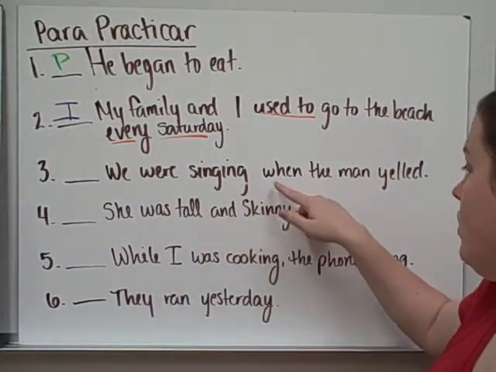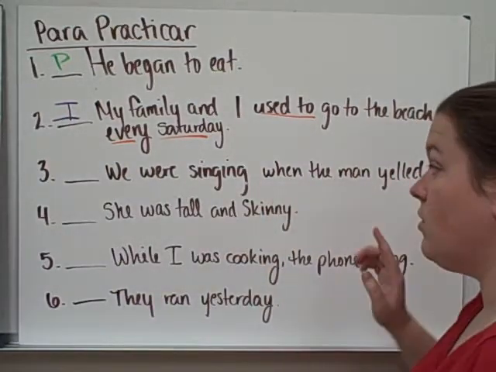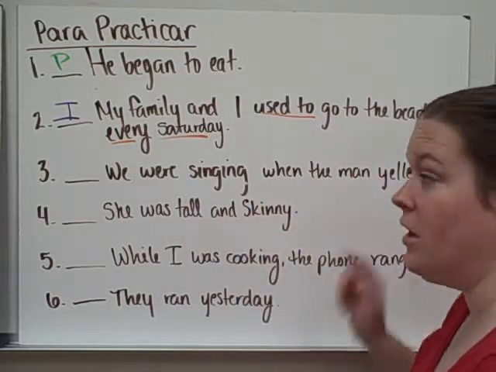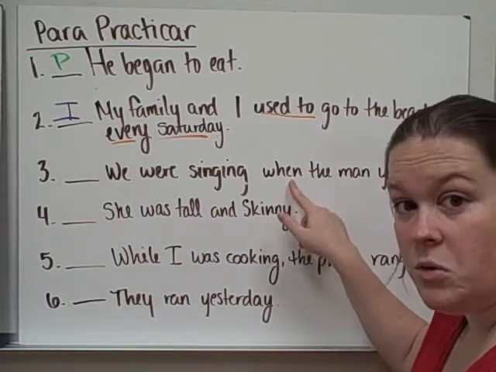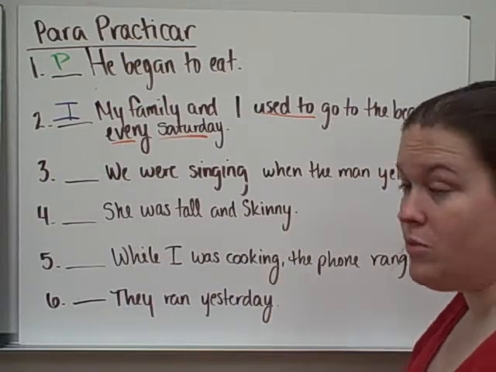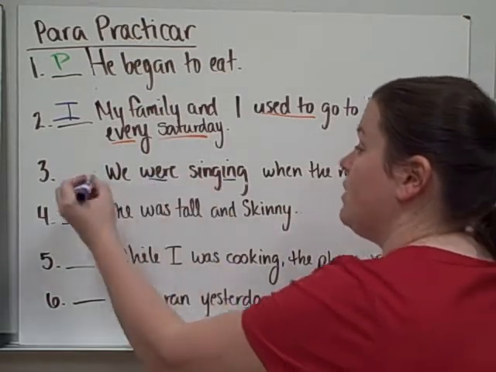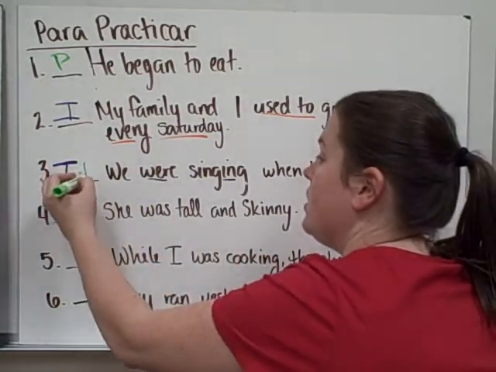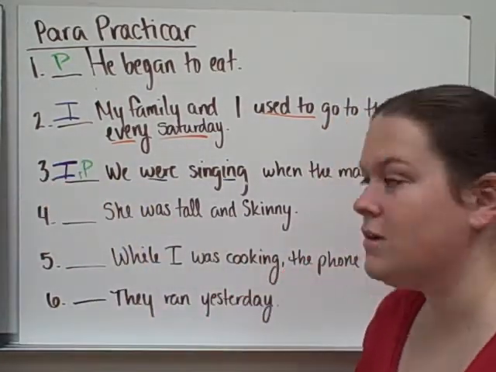We were singing when the man yelled. Now, first of all, 2 things are going on in this sentence. Were singing and the man yelled. And plus you have when, which is a clue word to tell you that this is an interrupted action. So we're singing is imperfect, and the man yelled is preterite. That is an interrupted sentence.